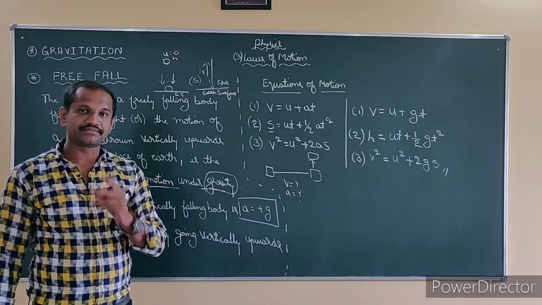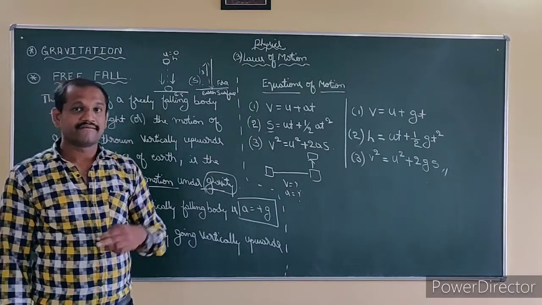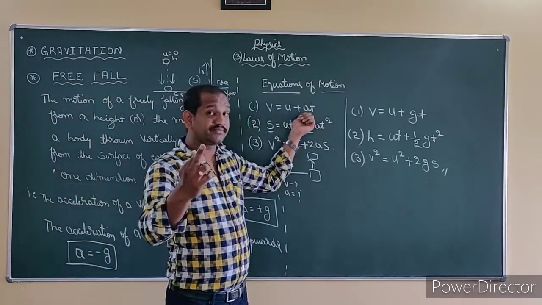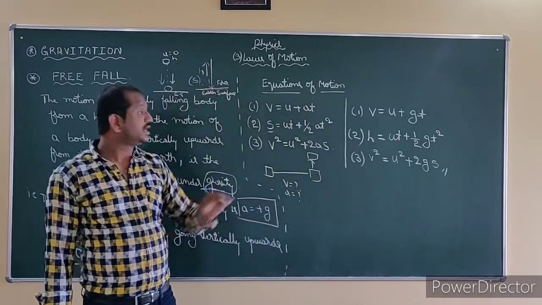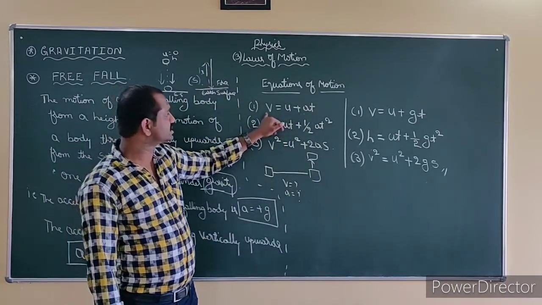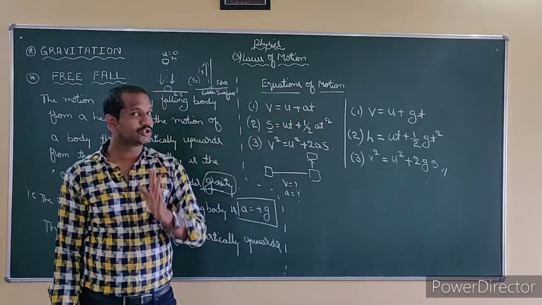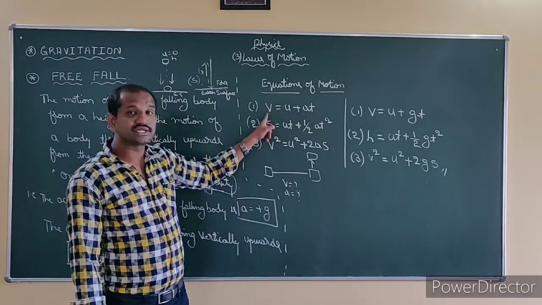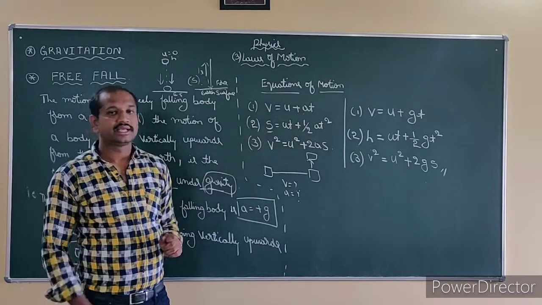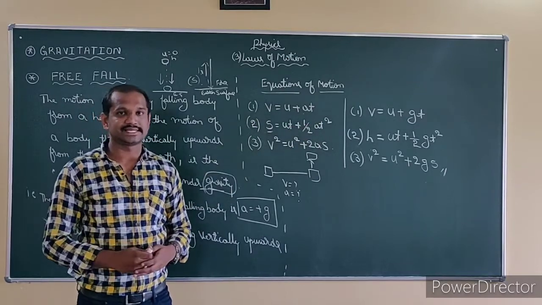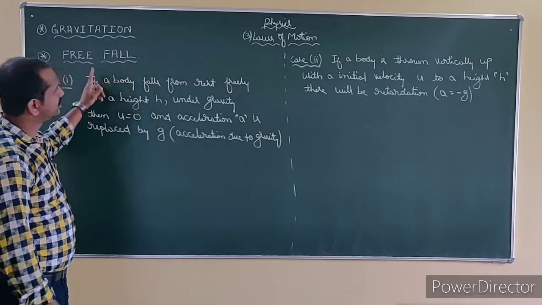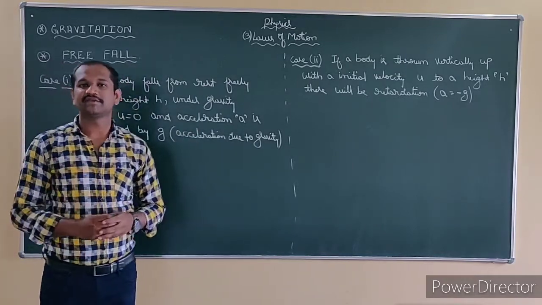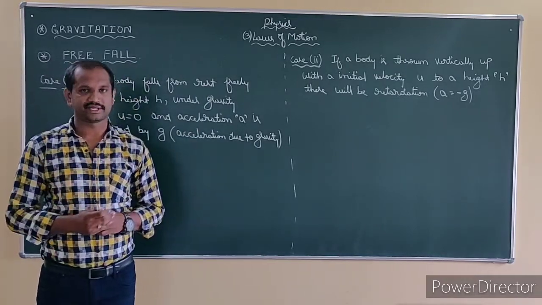Now we will consider two cases. In the equations of motion, when initial velocity is 0, the equations become v = at and so on. When final velocity becomes 0, what happens to the equations? We will quickly see two cases in free fall. What happens to the equations of motion under gravity?